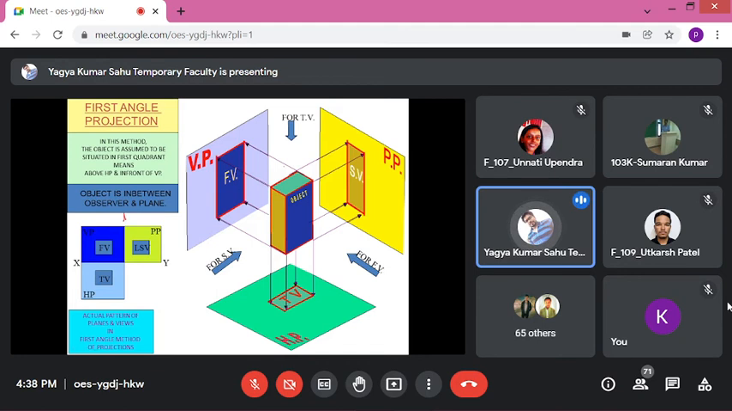So in case of first angle, sorry, here you will get another XY line, up like this, X1, Y1. This is the X1, Y1, and you'll get another reference line like this. It's not coming properly.